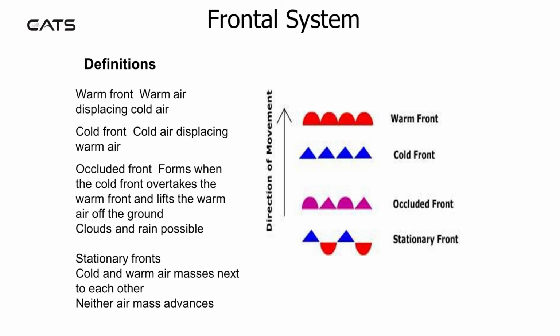Frontal systems. Definitions. The warm front, warm air is displacing cold air. The cold front, cold air is displacing warm air. An occluded front forms when the cold front overtakes the warm front and lifts the warm air off the ground. Clouds and rain are possible.